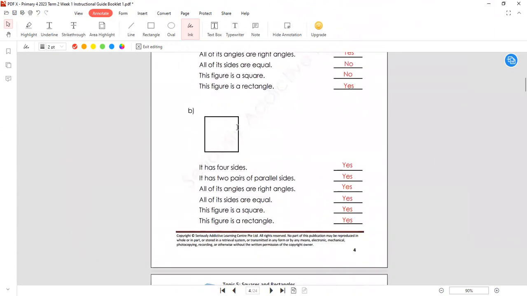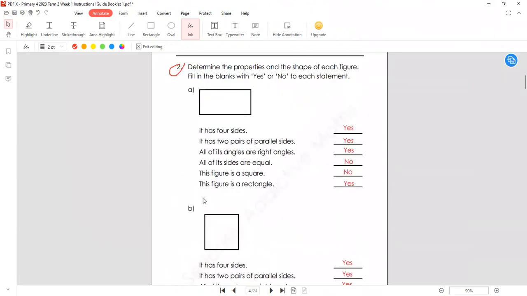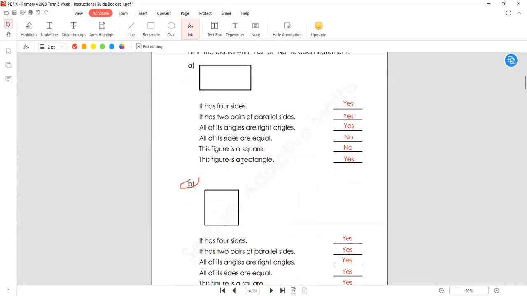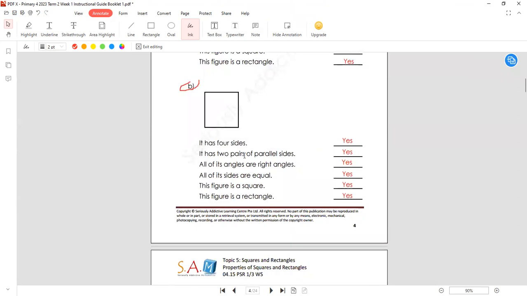And then go through one question with them, B and D as well, perhaps. Determine the properties and the shape of each figure. So 4 sides, yes. 2 pairs of parallel lines, sorry. So yes, all of its angles are right angles, and so on. Make sure that it's fairly simple. I think they should be able to do this.